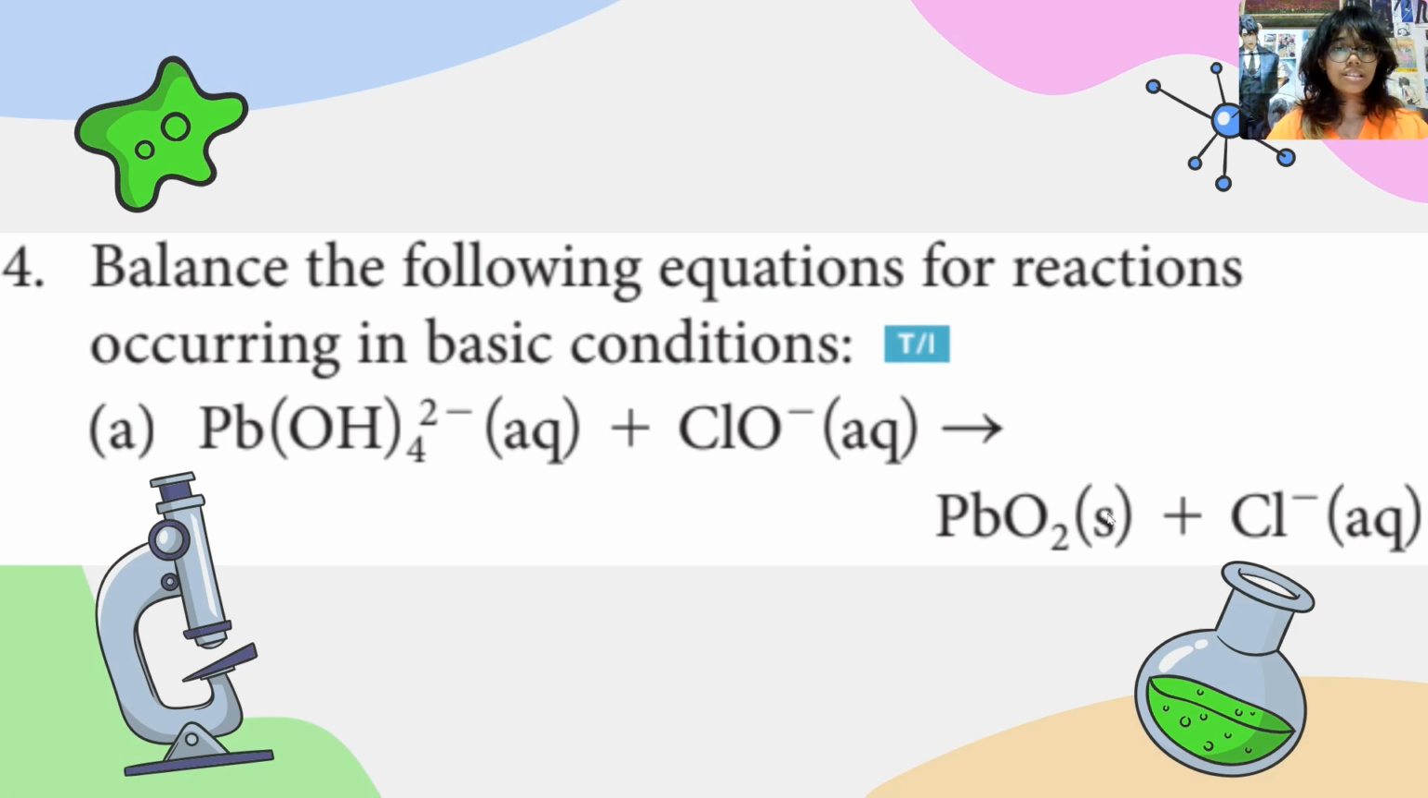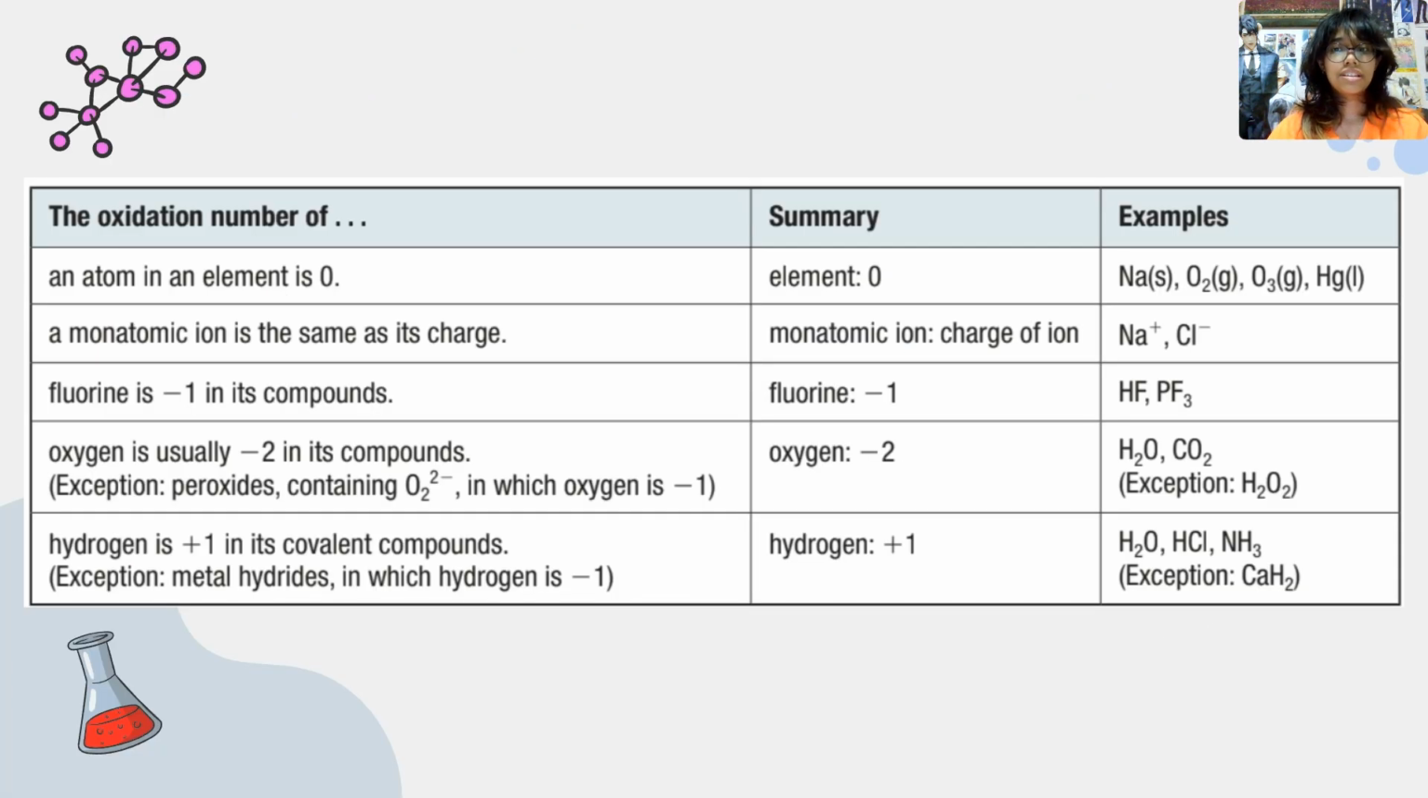So this is question 4A from the 9.2 review questions. This is the question. We have to balance it in a basic condition. Once again, we have this table, and this time we'll be focusing on this one. Remember that a monoatomic ion's oxidation number is the same as its charge.